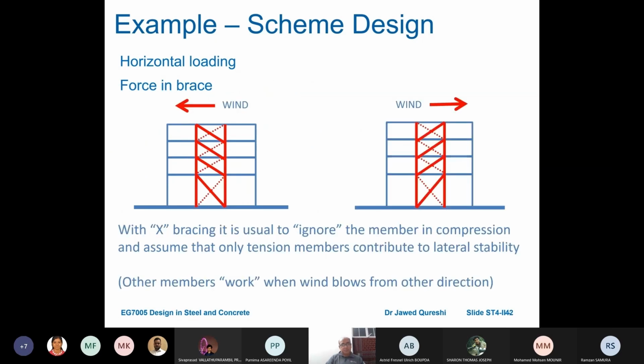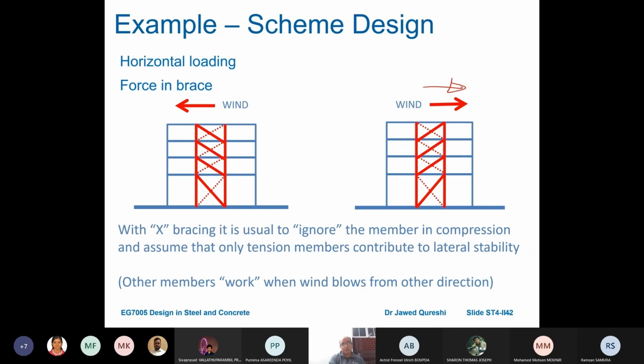Now, force in the wind brace. It is very important to understand that we use X bracing, so we ignore the member in compression. We assume that only tension members contribute to lateral stability. So if wind is blowing in this direction, only the bracing which is dark is taking part. The one in dotted is taking compression, so its tensile resistance is 0.